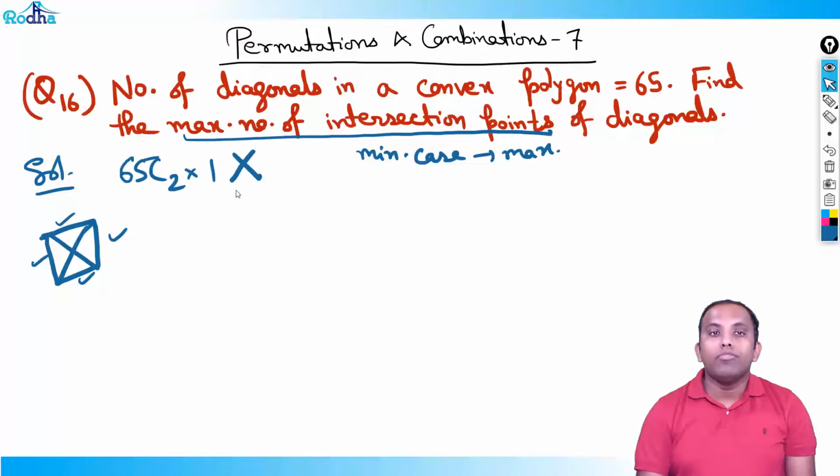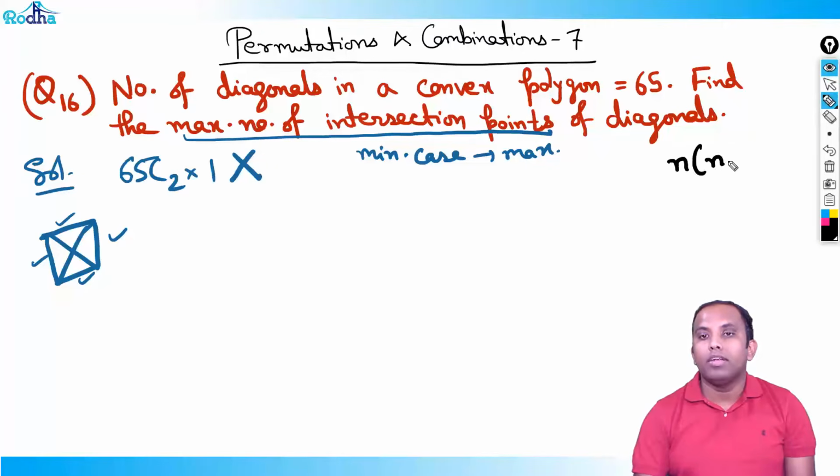So if the number of diagonals in a convex polygon is 65, how do we find the number of sides? We have discussed this in geometry also. The number of diagonals in any convex polygon is given by n into n minus 3 divided by 2. But I told you at that time that I'll prove this point in permutation and combination, so I'll prove it.